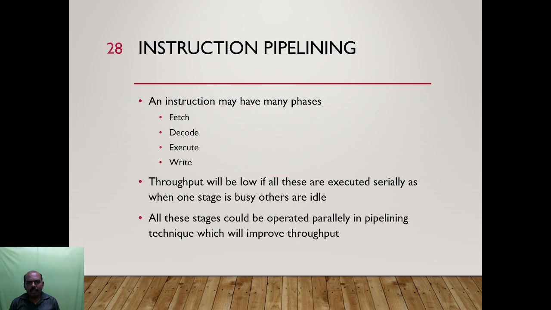The next one, pipeline. An instruction may have many phases. First one, fetch. Second one, decode. Third one, execute. Then fourth one, write. Throughput will be low if all these are executed serially, as when one stage is busy, others are idle. All these stages will be operated in parallel in the pipelining technique, which will improve throughput.